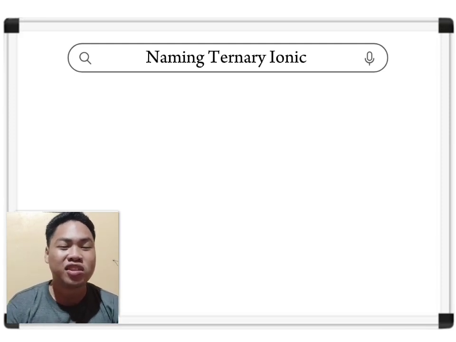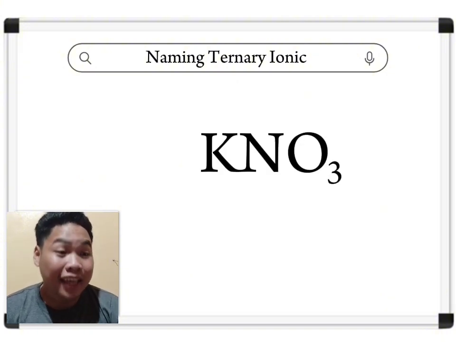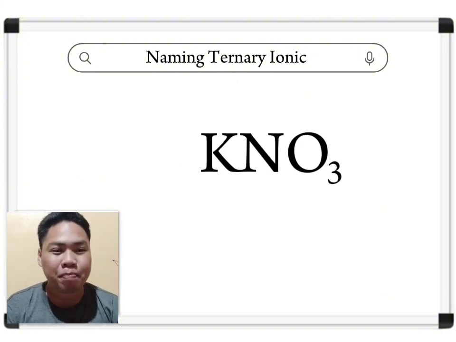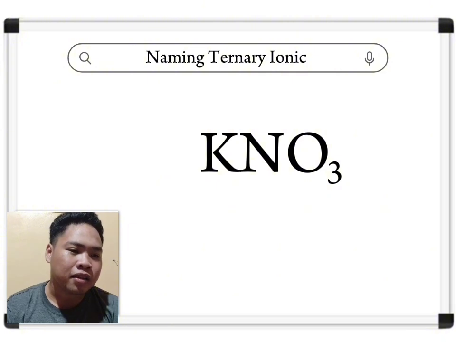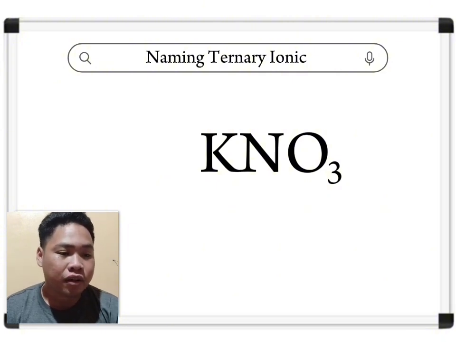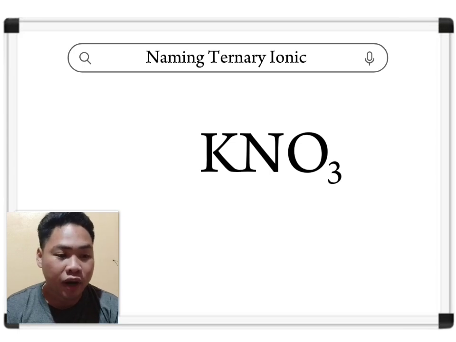So pause and give this one a try. To name KNO3, we know that K, that's a metal and has a positive 1 charge or plus 1 charge. And then we have this group of non-metals, our polyatomic ion. So that has to have a minus 1 charge or negative 1 charge.